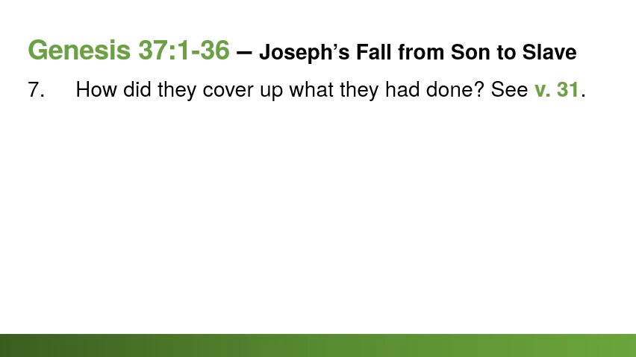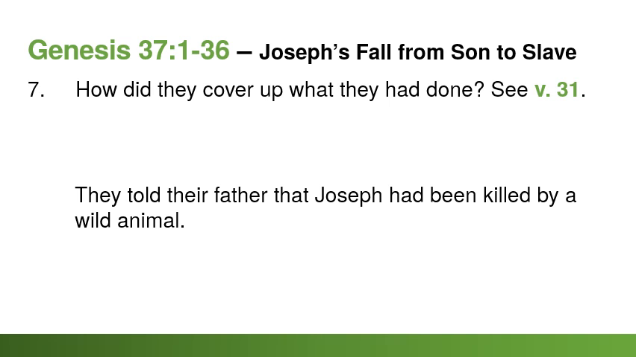So what's the plan to cover this up? Well, they tell their father that Joseph has been killed by a wild animal. They take his coat, they rip it to shreds, dip it in some blood so it's all bloody and torn up, and give it to Jacob and say, we found this. Does this belong to Joseph? We think maybe a wild animal got him. And so they cover up their crime. Convince their father that his son is dead. He goes into mourning for his son. Just a terrible situation all the way around.